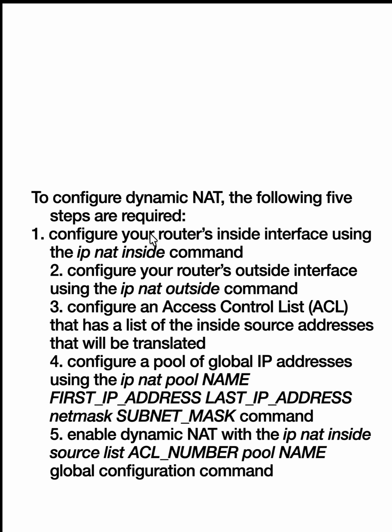Now, the process has 5 steps. We need to configure the router's inside interface using the ip nat inside command, configure the router's outside interface using the ip nat outside command, configure an ACL that has a list of the inside source addresses that will be translated, and configure a pool of global IP addresses that are going to be used as the NAT pool. This is the syntax: the name, the first IP address, the last IP address, and the netmask, the subnet mask. I'll show you that. Then we enable dynamic NAT with the ip nat inside source list command. We specify the ACL number, then enter pool, and then the name of the pool.